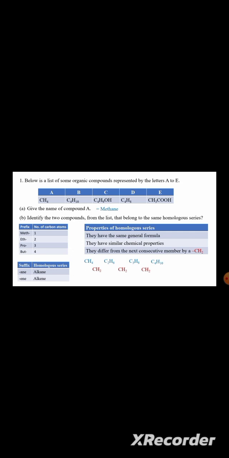Therefore, when you check properly here, A and B are matching. A and B are following this rule, but D is not following this rule. When you add this, it is not giving us 4 carbon atoms and 8 hydrogen atoms. Therefore, the answer will be A and B. A and B come from the same group because they follow this rule, which says they differ from the next consecutive member by 1 carbon atom and 2 hydrogen atoms.